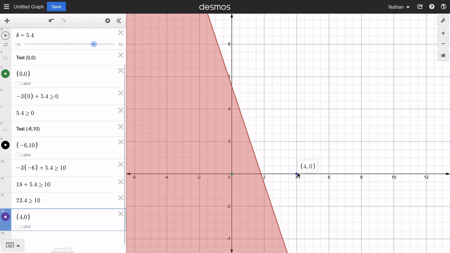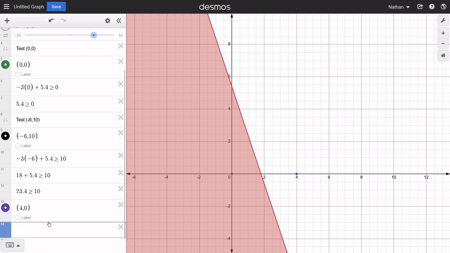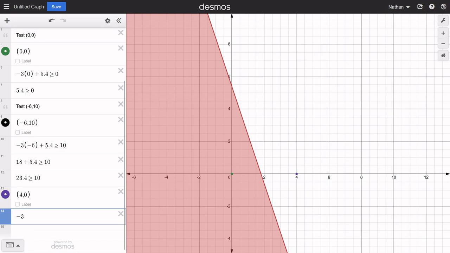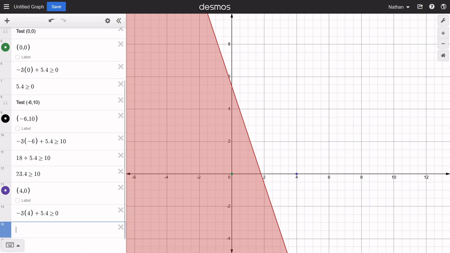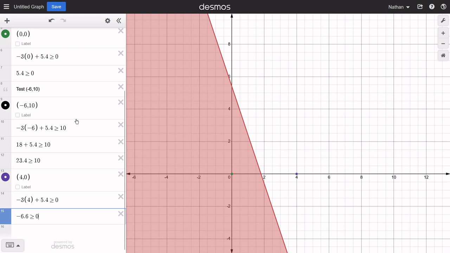So I'm testing this point. It's not in the solution space, so it should not be a valid solution. If I type it in there, I get negative 3 times 4, plus 5.4 greater than or equal to 0, since y is 0 in this case. That of course gives us negative 12 plus 5.4, which would be negative 6.6 greater than or equal to 0, which is a false statement. Negative 6.6 is less than 0, so that is why it's not in the solution set.